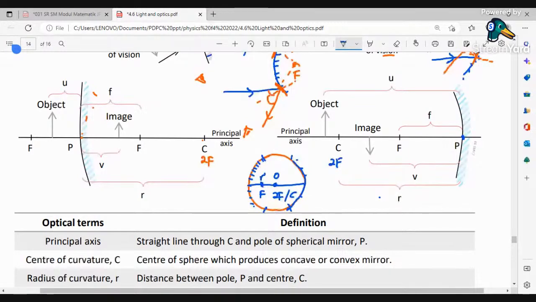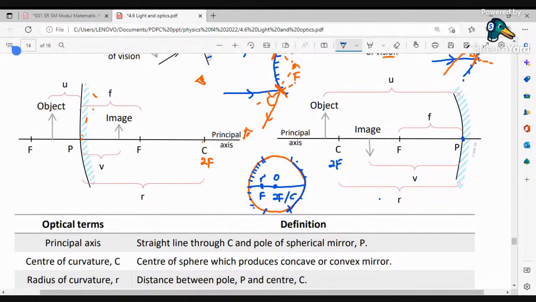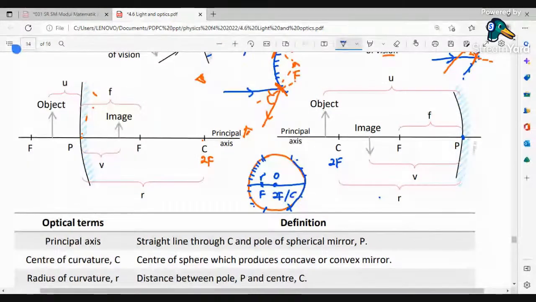Okay, kita tengok definition. Principal axis, straight line through C and pole of spherical mirror. Okay, ini adalah C, pass through C and pole. Maksudnya ini kita punya principal axis. Center of sphere produces concave or convex mirror. Maksudnya center ni kalau you tengok sebelah sini, ini adalah convex. If you look from here, this is concave. Jadi the same center of curvature will produce concave or convex. Okay, radius of curvature between P and C. Ini radius P and C. So dia adalah radius of curvature.